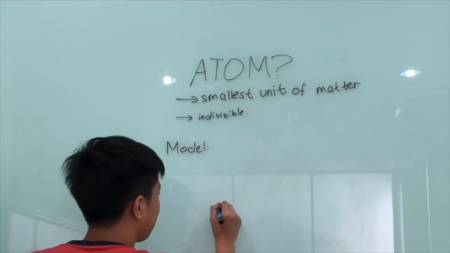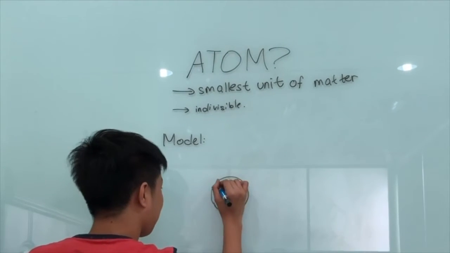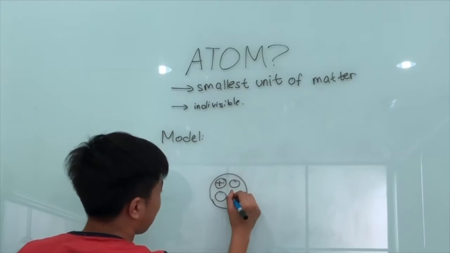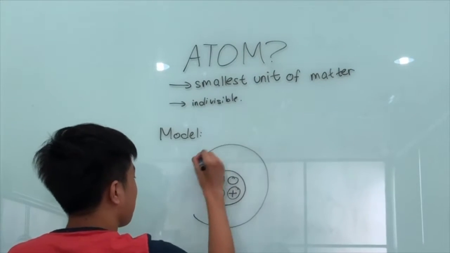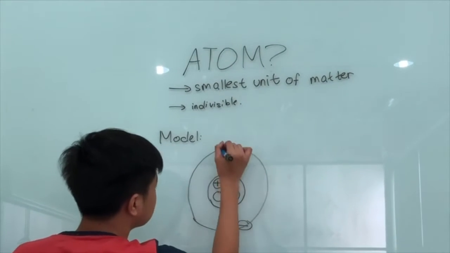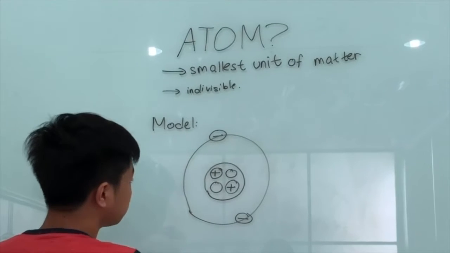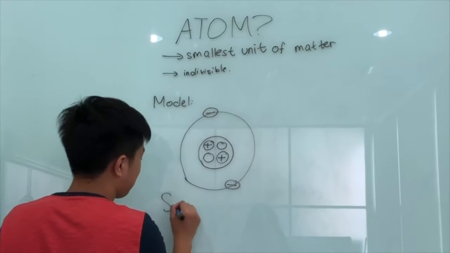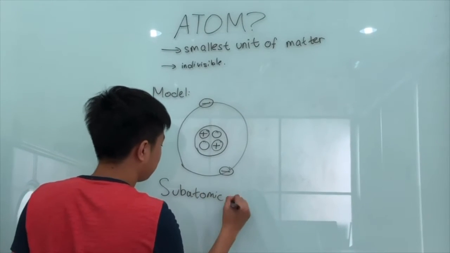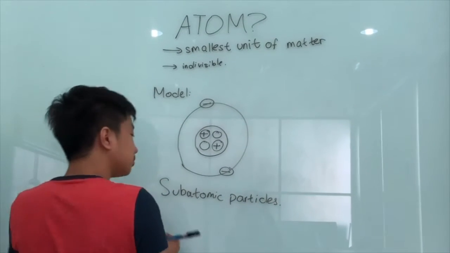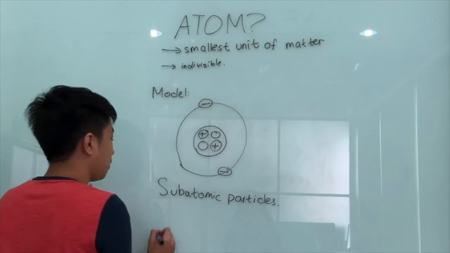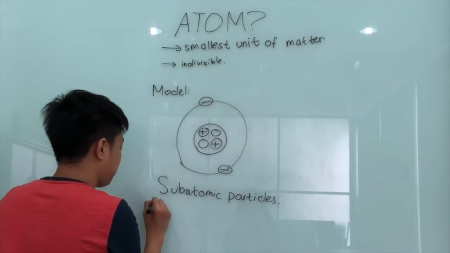So this is what an atom looks like. As you can see, there are subatomic particles in the middle here, 4 of them, and there are 2 on the outside. By the way, subatomic particles are only components of the atom, and that's why they're not considered units of matter.